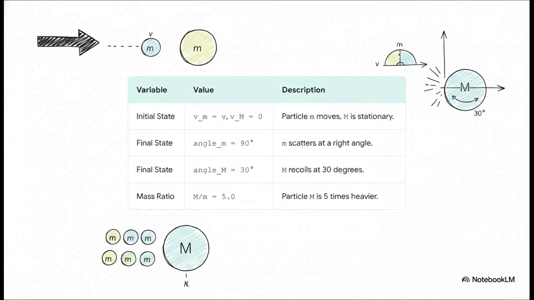Okay, let's get all our facts straight. Before the smash-up, only particle m is moving. We'll just call it speed v. After they hit, we know their exact directions, and we know that particle M is a whopping 5 times heavier than particle m. These are all the puzzle pieces we have to work with.